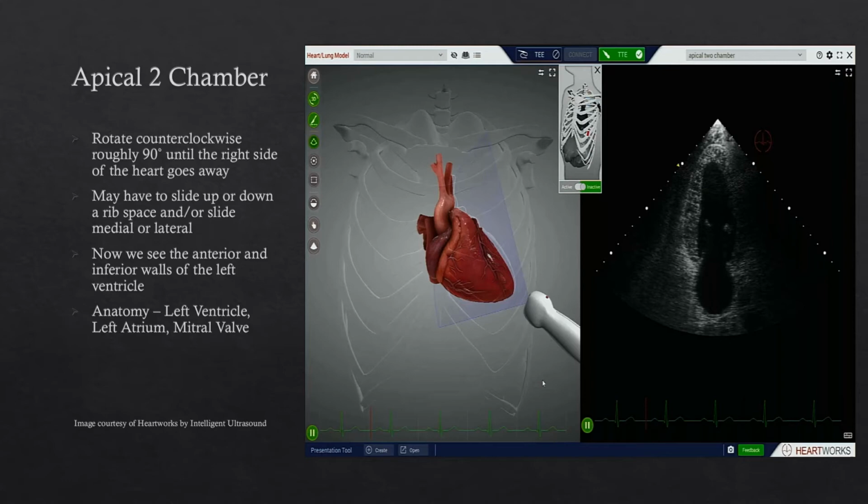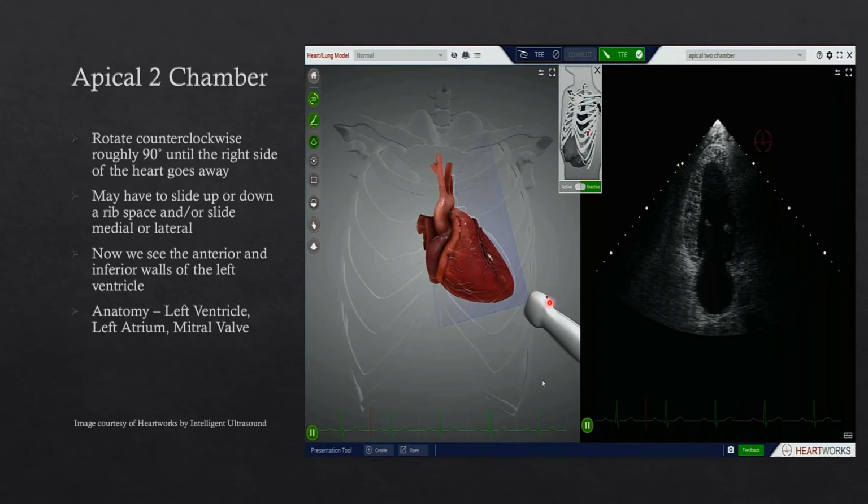Next, we have our 2-chamber. So to obtain this 2-chamber view, we're going to take our transducer here. As you see, here's our indicator mark right here. Before it was facing down toward the bed. We're going to rotate roughly 90 degrees. That 90 degrees is not a hard and fast type thing.